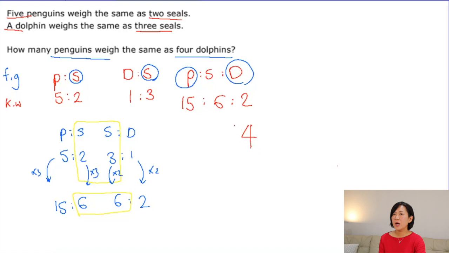So here we've got how many dolphins? 4 dolphins. Then we doubled it, right? So our equivalent ratio is doubled it. So now the number of penguins is 30.